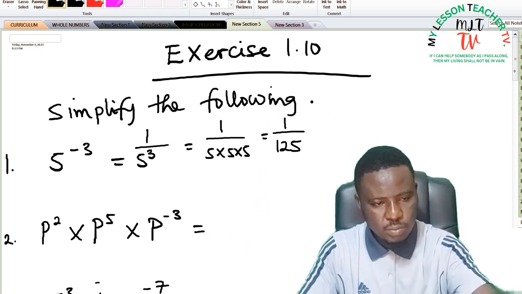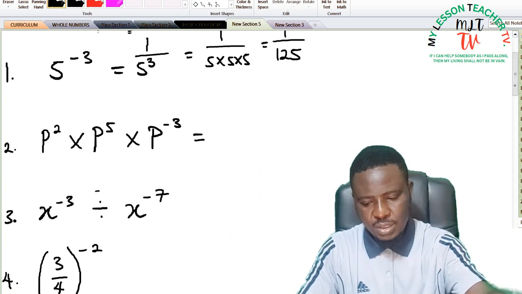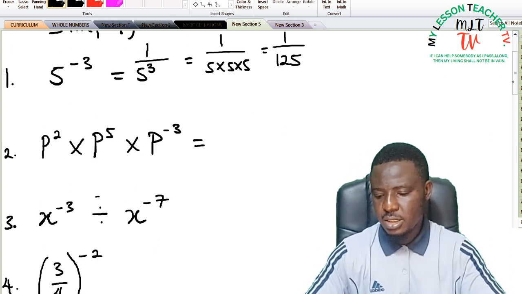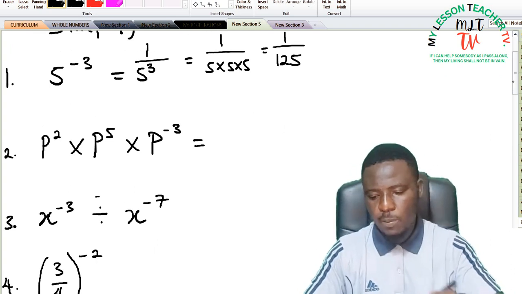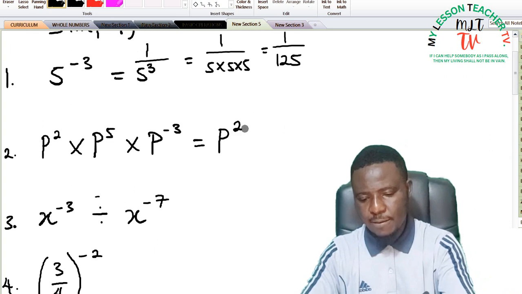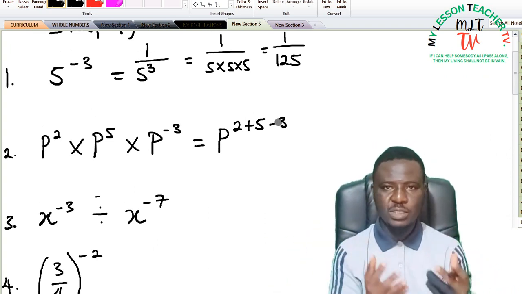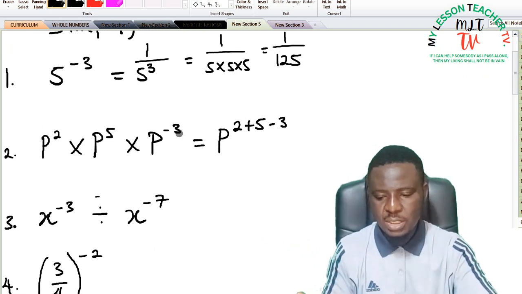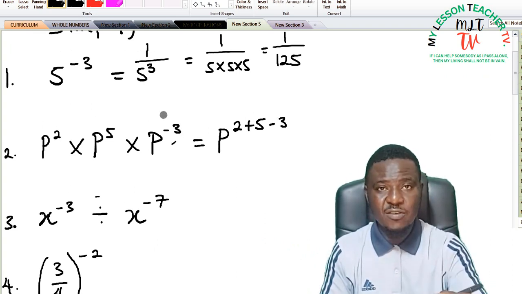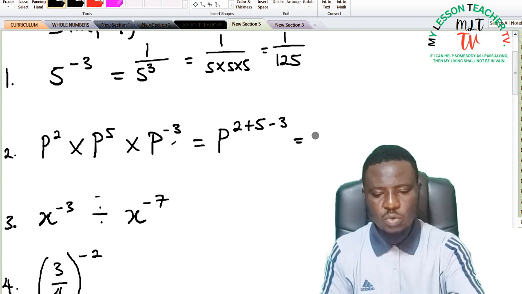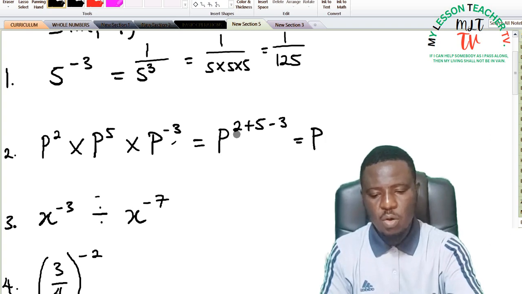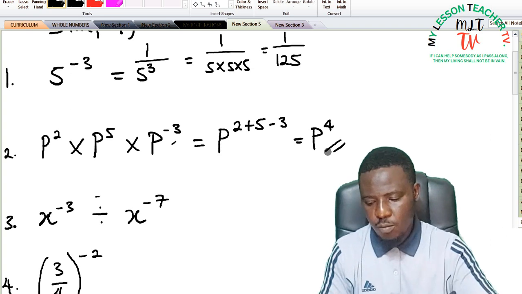B, or number 2: this you can best solve by applying the addition law of indices, which is p raised to the power of 2 plus 5 minus 3. For the law says when you are multiplying and the bases are equal, you add their powers. But this is a negative power, so you equally add the negative power, which is minus 3. This is equal to p raised to the power of 2 plus 5, which is 7, and 7 minus 3 is 4. So this is p raised to the power of 4.